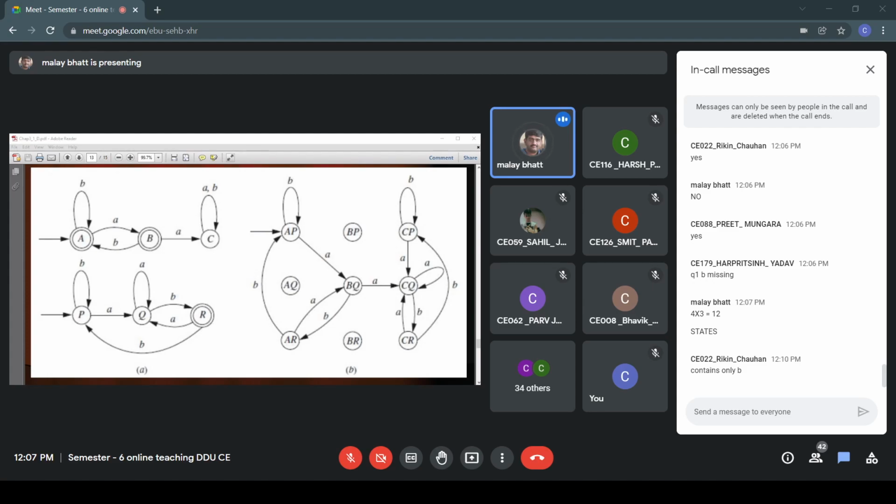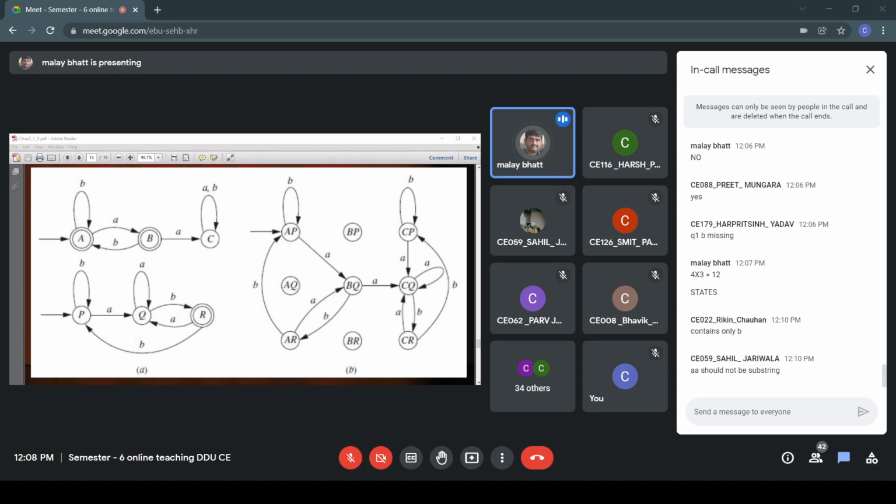You can see that A is an accepting state, B is also an accepting state. Yes. A should not be a substring. If A is present, we will go to a dead state. So it does not contain the substring AA. Right? That is the correct answer. AA is not the substring which is accepted by this finite automata.